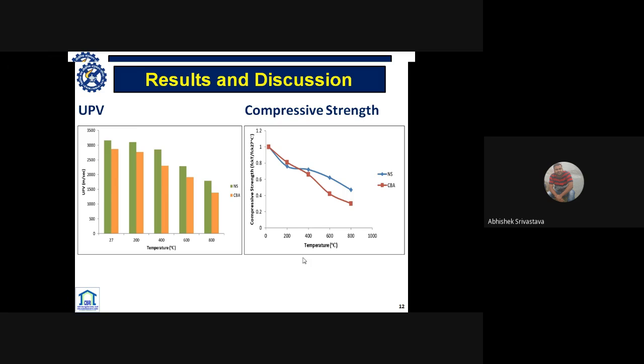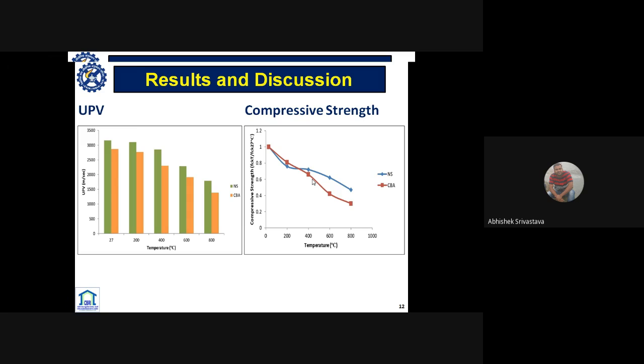Sir, the lower compressive strength of CBA based mortar is because of its higher porosity compared to natural sand based mortar. Natural sand based mortar specimen has lower porosity, and porosity bears an inverse relationship with the compressive strength. So because of the higher porosity of the CBA based mortar, the compressive strength is lower than that of the natural sand based mortar. So this indicates during fire, CBA is not good. Means natural sand is good.